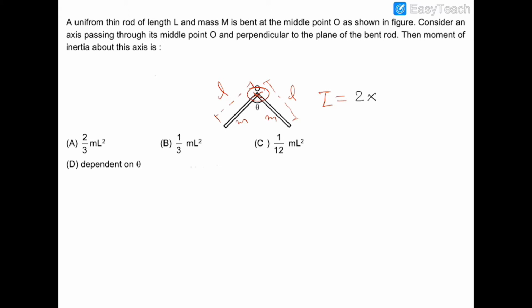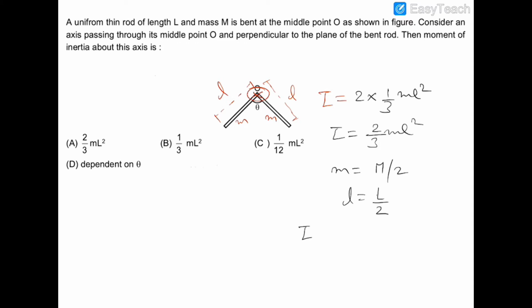2 into 1 by 3 ml square, because this axis is passing through the end point of this rod, any single rod, and we know that the moment of inertia of any rod about an axis which is passing through its end point is ml square by 3. So I is equal to 2 by 3 ml square. Now the value of mass m will be M by 2, because M is the total mass of these two rods. So small m is M by 2 and the length l is L by 2.